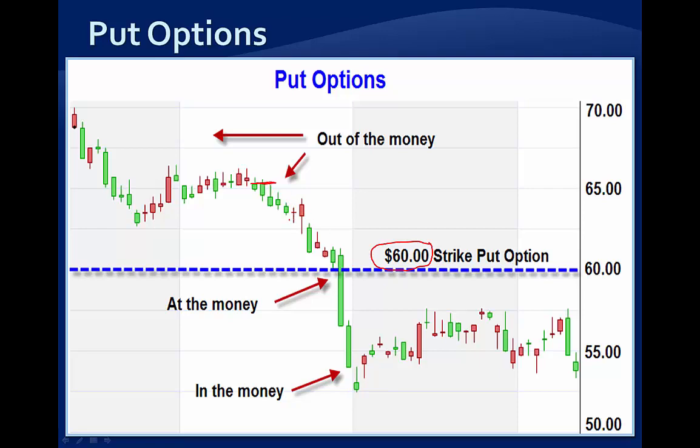However, the stock starts to fall. It hits 60. Now we're at the money. We're getting somewhere. The stock really dives, 55, 54, so on. Now our put option is deeply in the money. It's well in the money. Why? Because we have the right to sell at 60 and the stock is trading down there at 55. That put option, when it's trading at 55, would be worth at least $5 plus the extrinsic value, what we call time value.